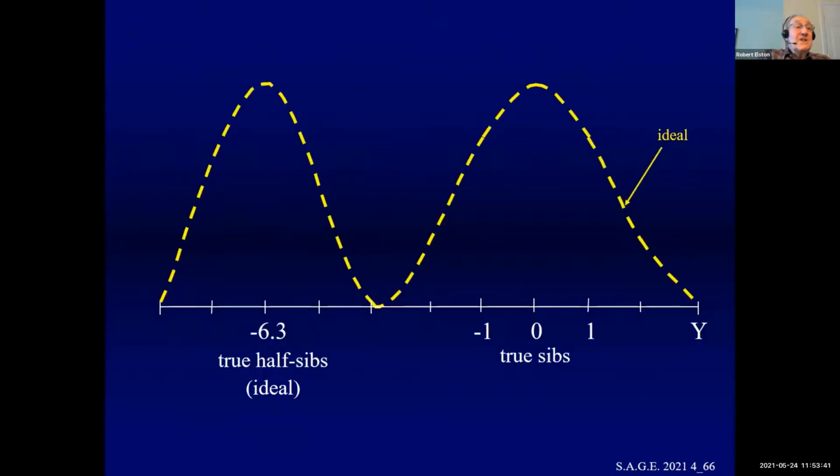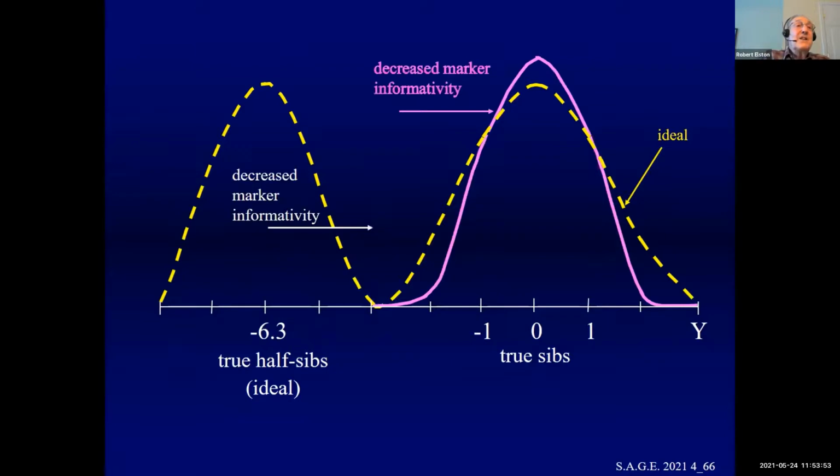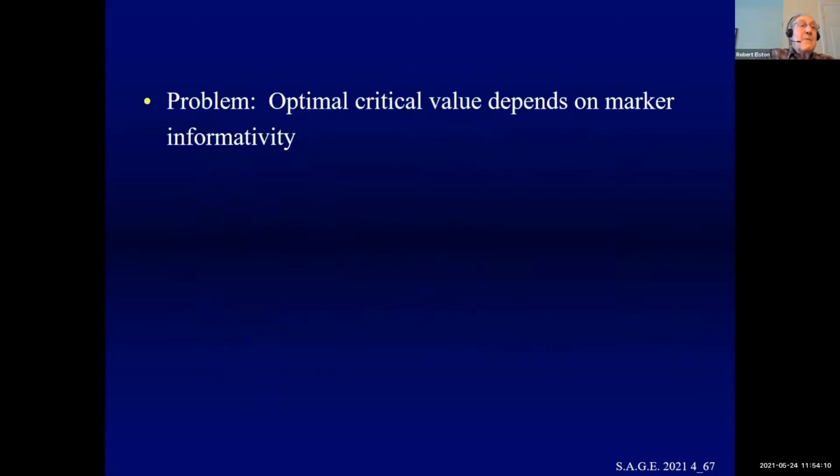So this is the true Sibs will be 0 here. This is the ideal situation. The half Sibs will be way over here. But what happens in actual fact is that you get decreased marker informativity. Okay. Anyway, but it still has a mean of 0. This assumes that all your assumptions are correct.